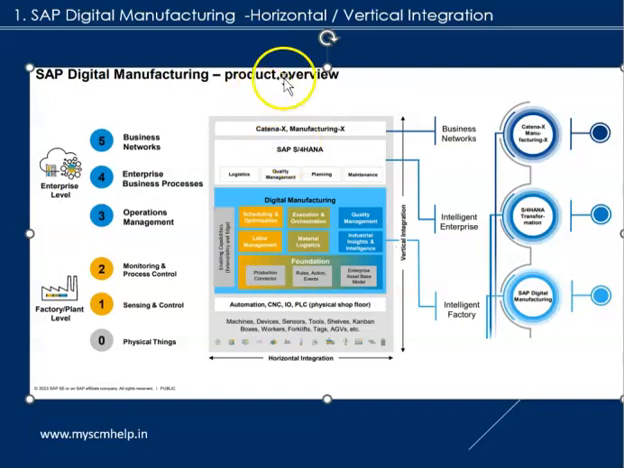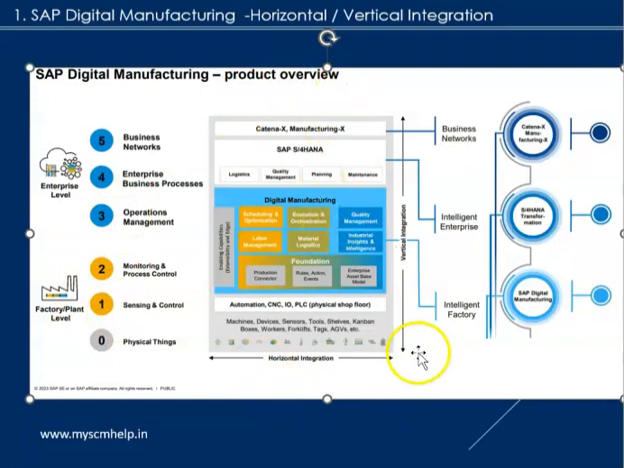So this is where this vertical integration comes in, from level 0 to 1 to 2 to 3 to 4 to 5, which is physical things to sensing and control, which are sensors, and then monitoring and process controls to operations management, to enterprise business process, which is our L4 systems, and from there to business network. So this takes care of our vertical integration.